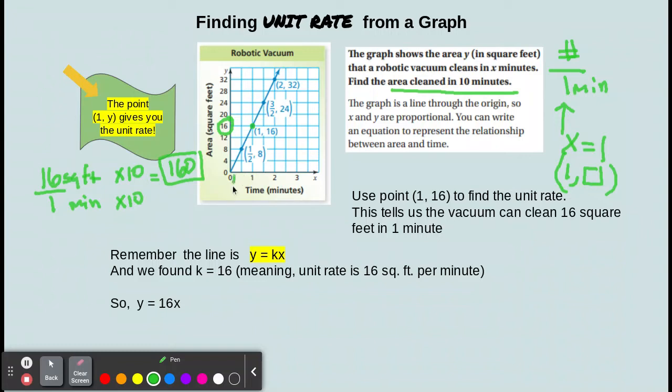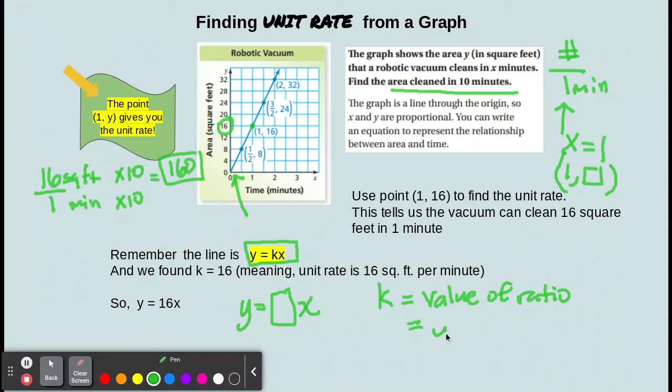Now, if we wanted to write this relationship into an equation of a line, we can do that easily. All we have to do is write y and x, but we need to fill in the k. How do we find the k? Remember, k is the same as the value of the ratio. It's also the same as your unit rate, right? So we found our unit rate, 16 square feet per minute. So in the box goes 16.